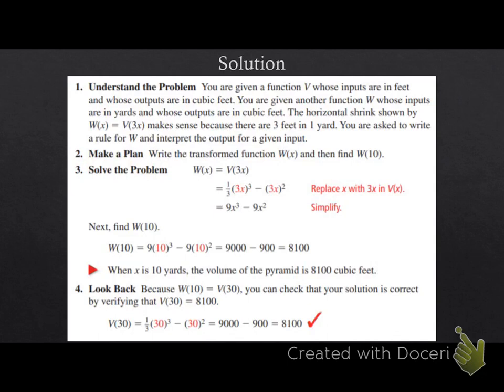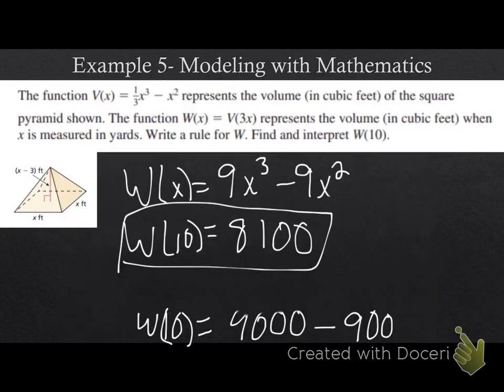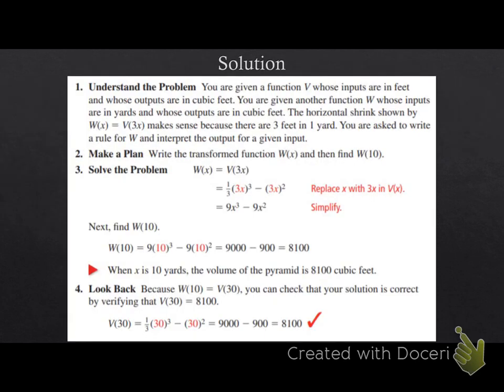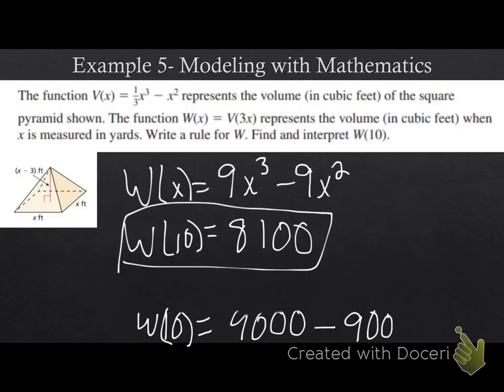Because w of 10 equals v of 30, you can check that your solution is correct by verifying that v of 30 equals 8,100. So they plug 30 in for their v function, and they still got 8,100, so it checked out. Okay? 8,100 cubic feet. We're finding the volume of that square pyramid. The volume of it. Okay?